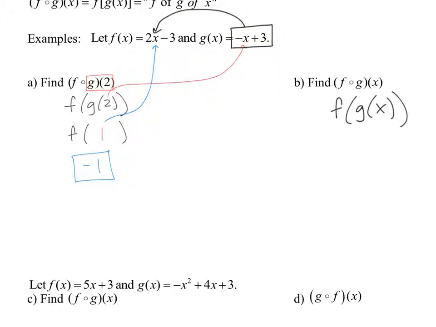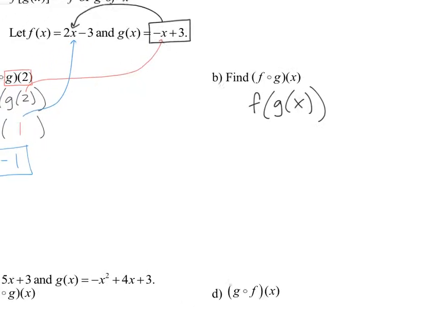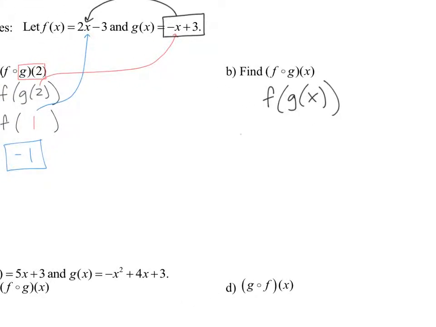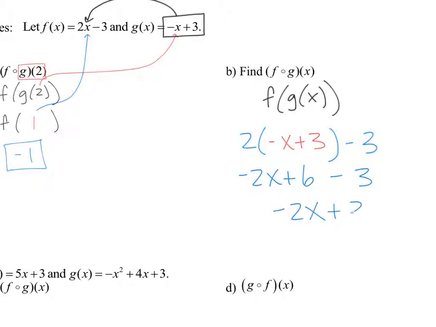Sometimes what I like to do, and what you'll maybe see in my answer keys, is take the f equation and put a big space where the x is. So this is the f equation, and instead of x, I'm putting the entire g of x function in there. The g of x function is negative x plus 3. Then all you have to do here is combine like terms. When I distribute my 2, I get negative 2x plus 6 and then minus 3. I just combine my like terms here, so negative 2x plus 3.